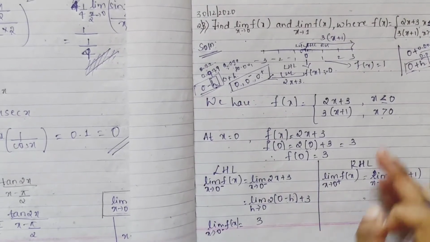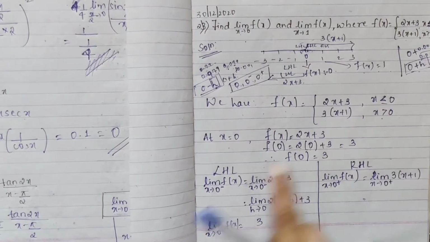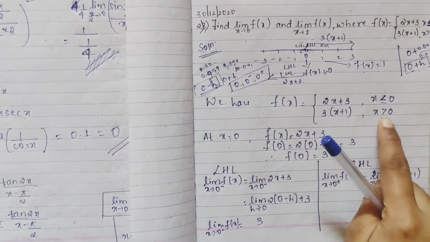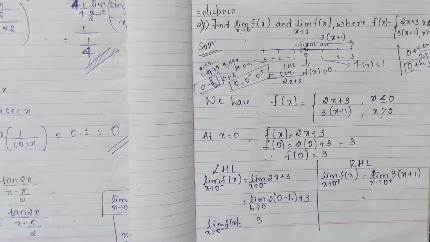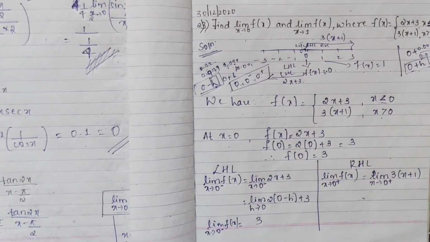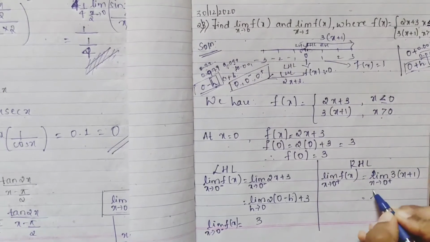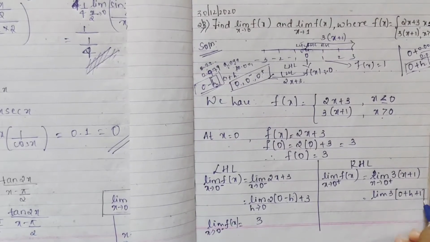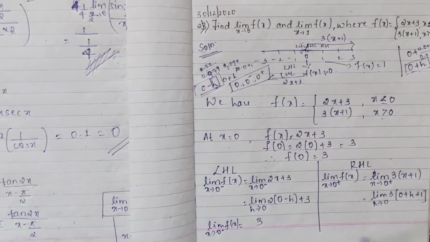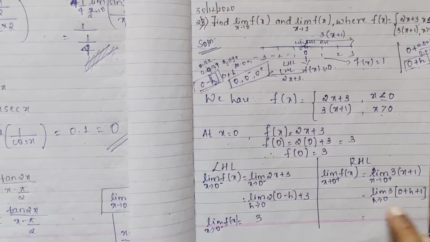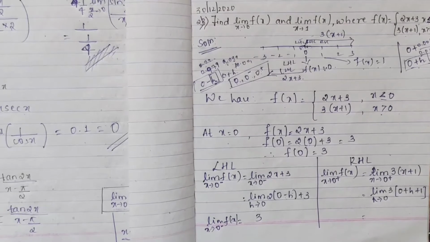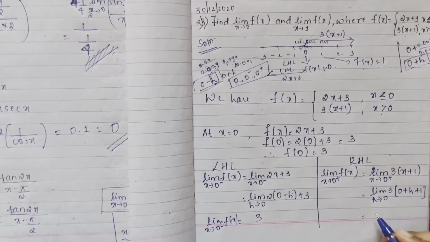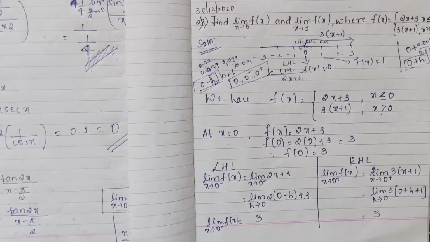Here you should be very careful checking the condition. For LHL, which means less than, you should see which condition and which function applies. For RHL, which means greater than, the function is this. You should be careful enough in checking the condition and using the function. So here also, your x is replaced by 0 plus h, plus 1, and h tends to 0. What will you get when you put h as 0? 3 times (0 plus 0 plus 1). So you will have 1 itself. 3 into 1 is 3, right.